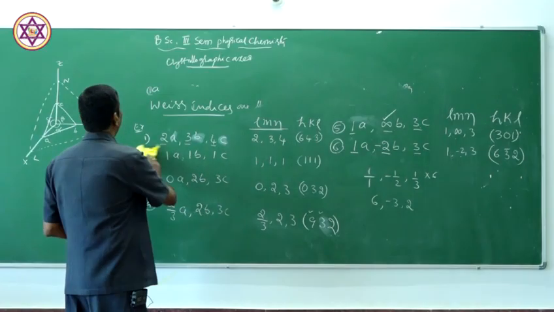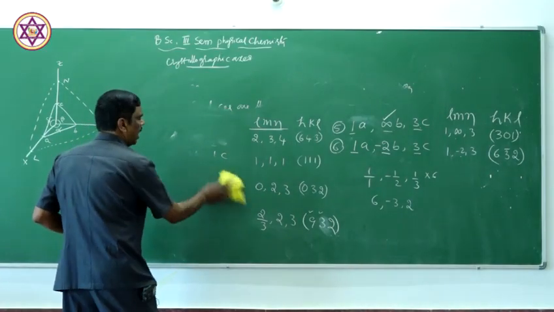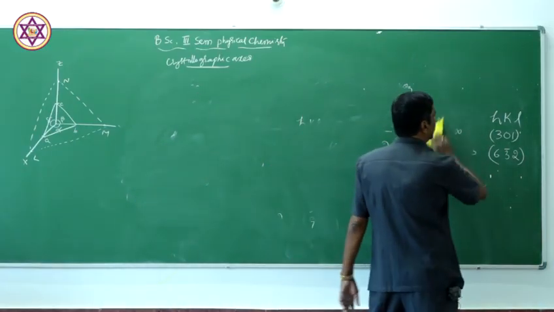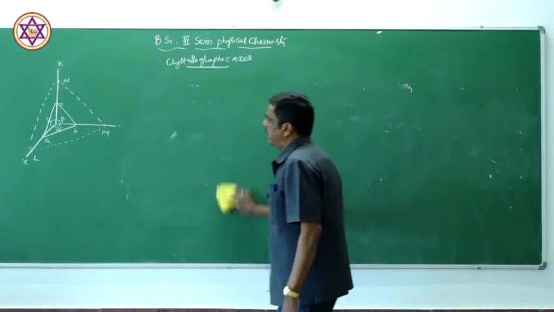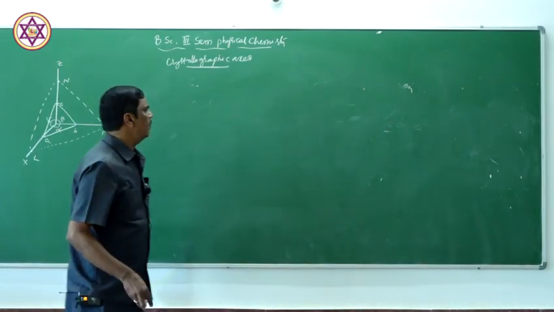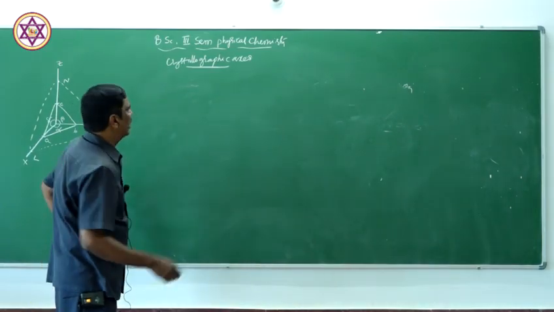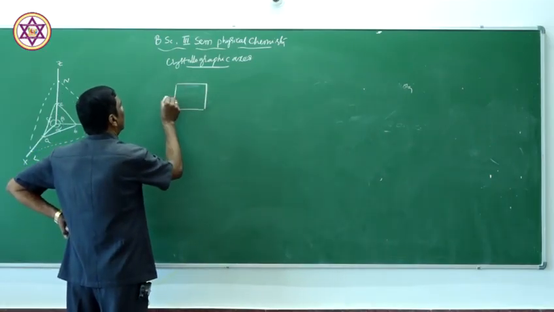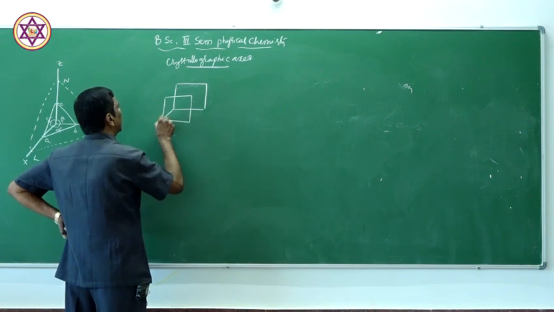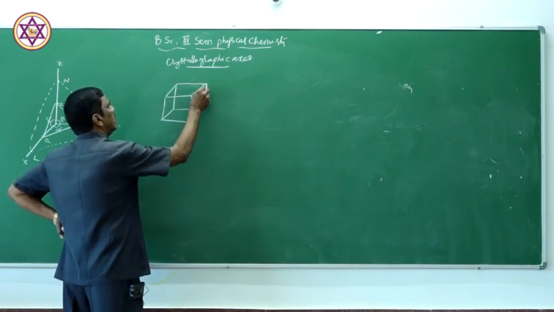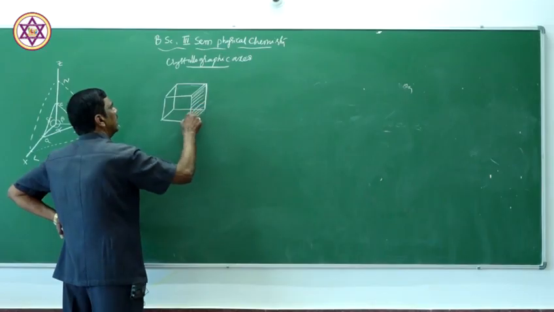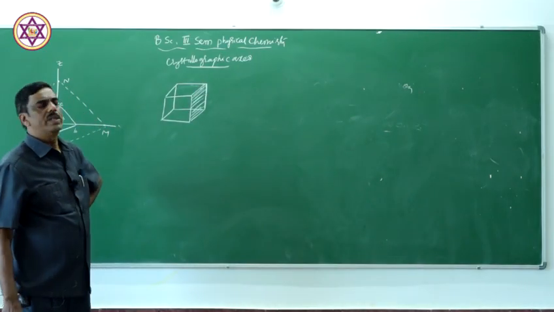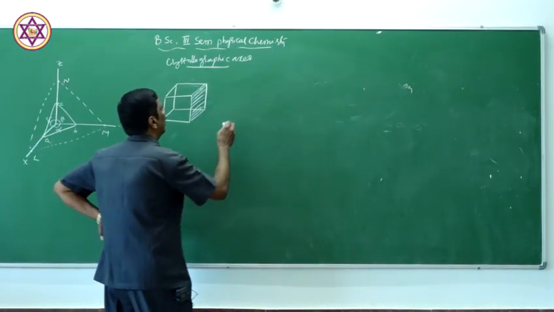So, we can convert any Weiss indices or intercepts of any plane into Miller indices. Miller indices is represented by h, k, l. Any plane is represented. For example, if you take a cubic crystal, what are the possible planes? In case of a cubic crystal, you see the different planes here. So this is one of the planes. This plane can be represented by Weiss indices or Miller indices.